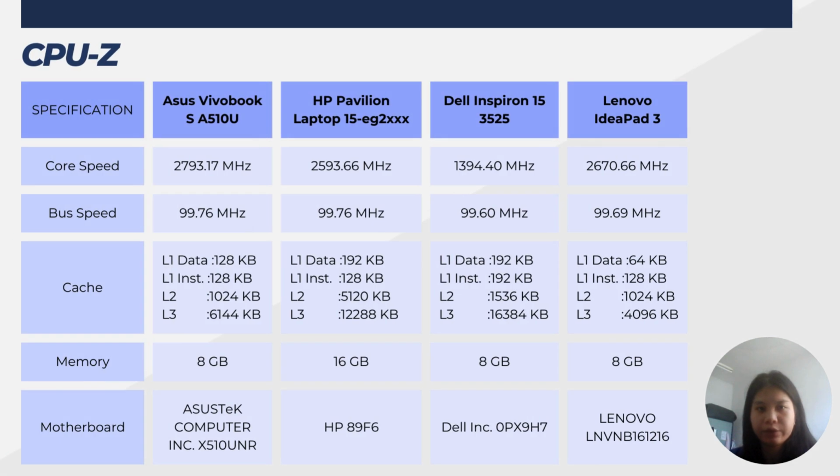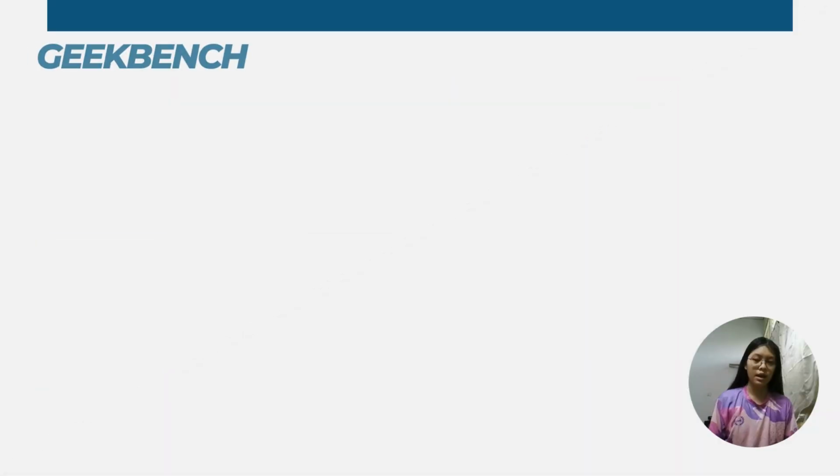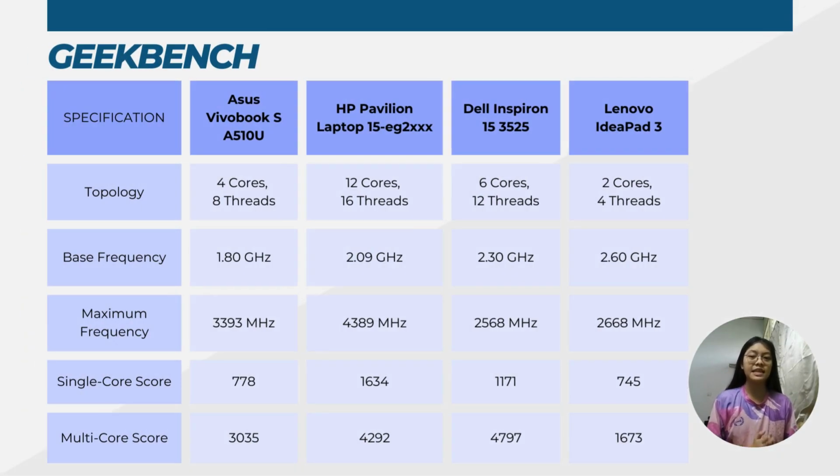By using CPU-Z, we compare the four different computers with five specifications, which are core speed, bus speed, cache, memory, and motherboard. This is the result we get from the CPU-Z. By using Geekbench, we can see the results for five specifications, which are the topology, base frequency, maximum frequency, single core score, and multi-core score. So this is the result for all the four laptops.